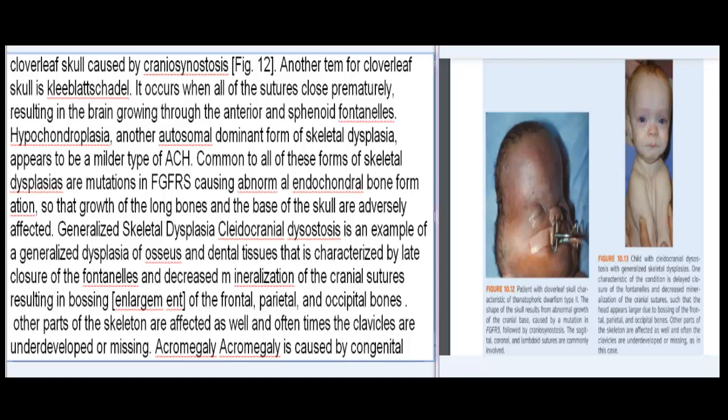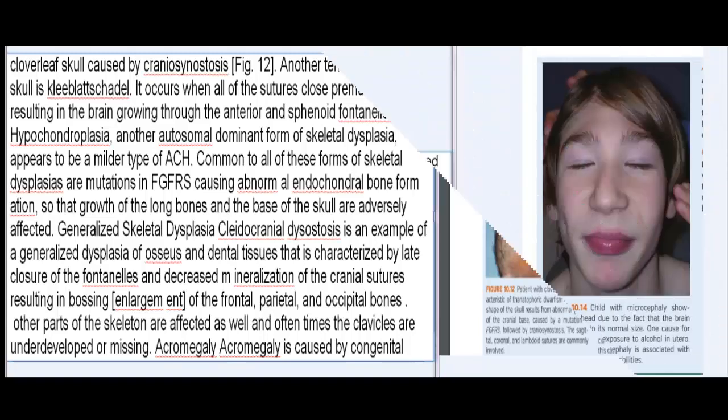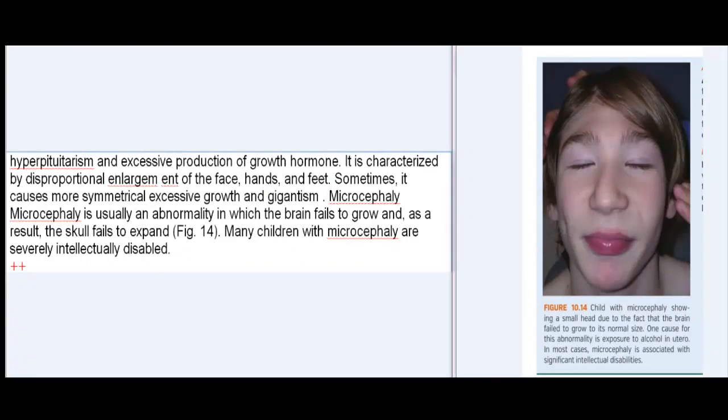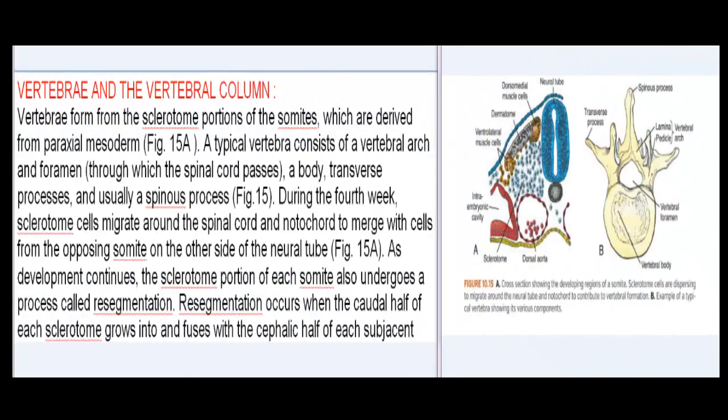Acromegaly. Acromegaly is caused by congenital hyperpituitarism and excessive production of growth hormone. It is characterized by disproportional enlargement of the face, hands, and feet. Sometimes, it causes more symmetrical excessive growth and gigantism. Microcephaly. Microcephaly is usually an abnormality in which the brain fails to grow and, as a result, the skull fails to expand (Fig. 14). Many children with microcephaly are severely intellectually disabled.